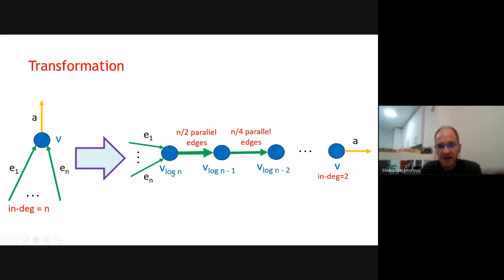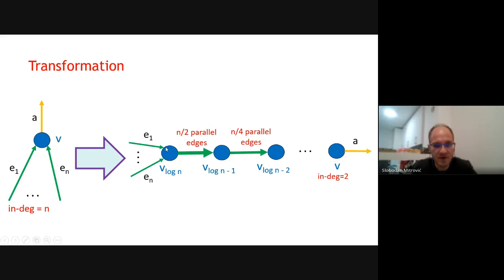And then if we inject, instead of V, a path of length log n, where again you have lots of parallel edges in between, it will enable us to have this nice ratio of outgoing and total degree, right? And once we have this nice ratio, then actually we can run this idea that we had before.